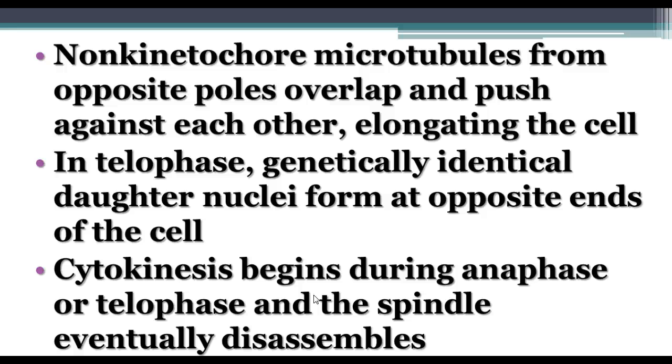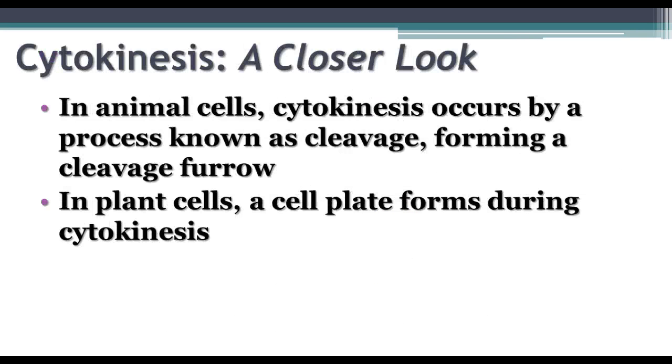And then in telophase, you've got these identical daughter nuclei at opposite ends of the cell. The chromosomes begin to decondense, kind of loosen up from their tightly wound structures. And then cytokinesis begins during that period of time, and the spindle eventually disassembles in the process.